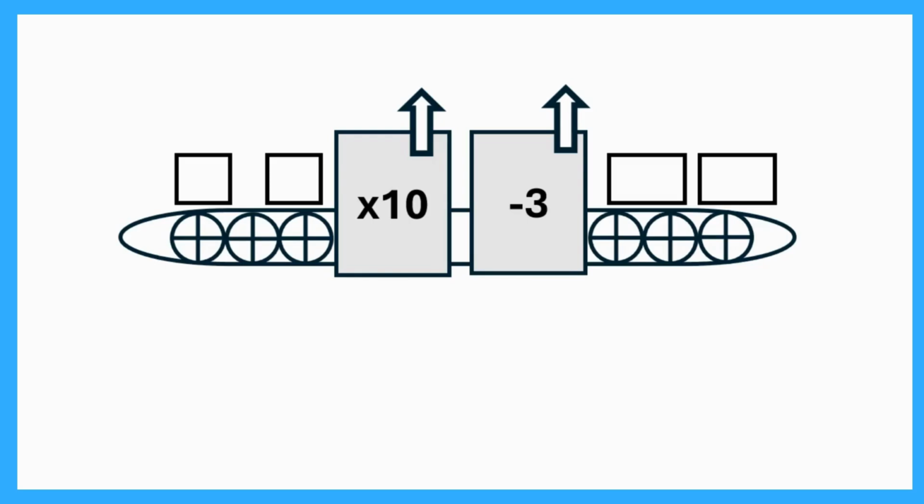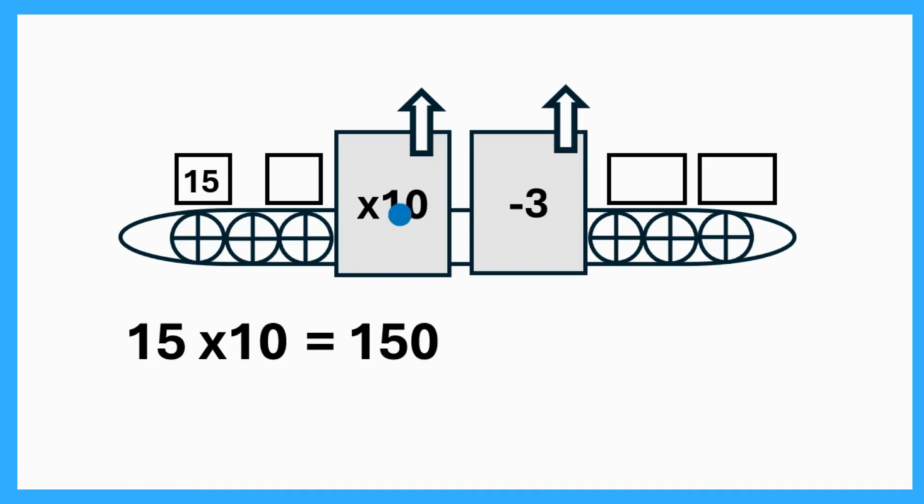Let's take for instance the first input, 15. 15 comes to the first machine, and that will be 15 times 10, which gives 150. This 150 proceeds to the next machine, and that gives 150 minus 3, so the output is 147. So the input is 15, and after being processed by the two machines, we have 147.